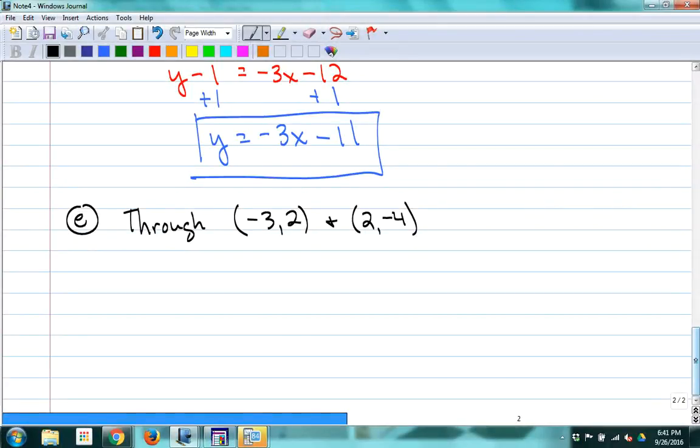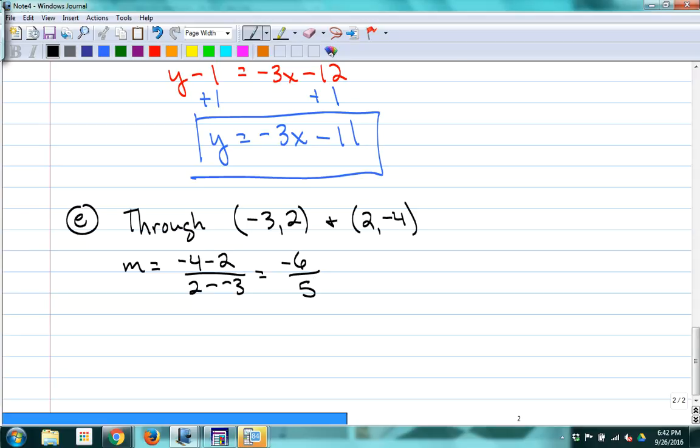Okay, so what's the first thing I need to find if I'm going to write this in slope-intercept form? Slope. If I'm going to write it in point-slope form, the first thing I need to find is slope. If I'm going to write it in slope-intercept form, the first thing I need to find is the slope. It's linear stuff. The slope is an important thing. So let's find the slope. -4 minus 2 over 2 minus -3 would be -6/5.